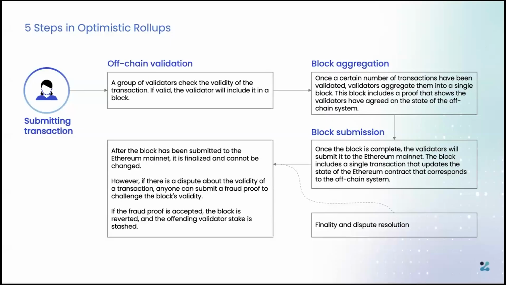These are largely the 5 steps in an optimistic rollup. Users submit transactions, there's an off-chain validation, then block aggregation happens. You bundle all the transactions into a rollup block on the layer 2, and then this is submitted on the Ethereum mainnet. The block includes a single transaction that will update the state of the Ethereum contract. Then there is a period where any dispute can be raised about the validity of a transaction, and the fraud proof can be challenged. If there is no challenge, then of course it becomes final. But if there's a challenge, it leads to a reversal. All the transactions in that block and subsequent blocks are reversed, and then proper transactions are resubmitted.